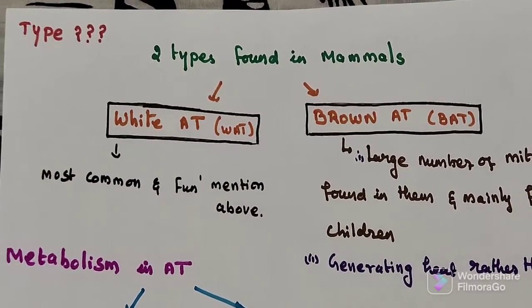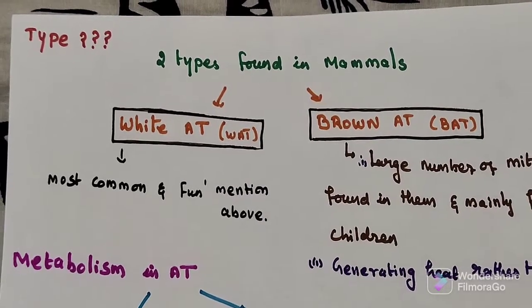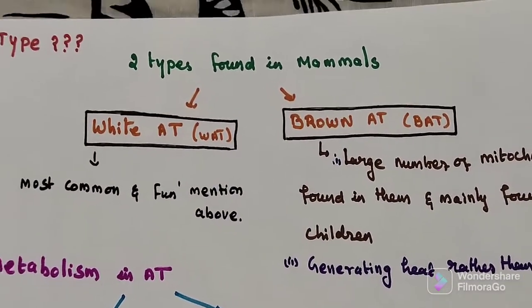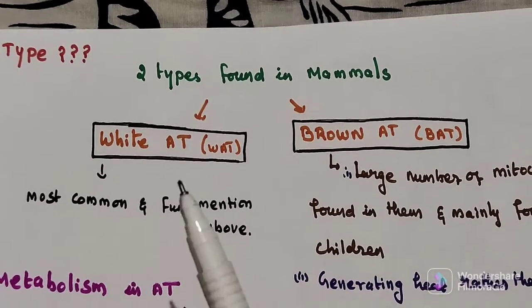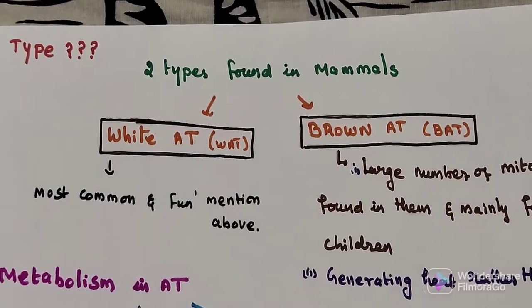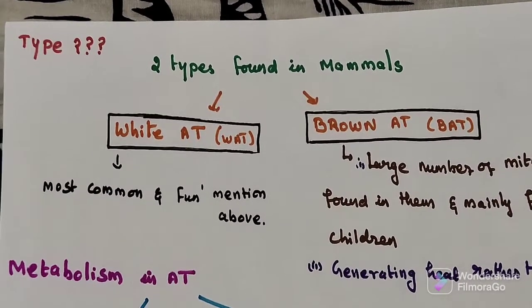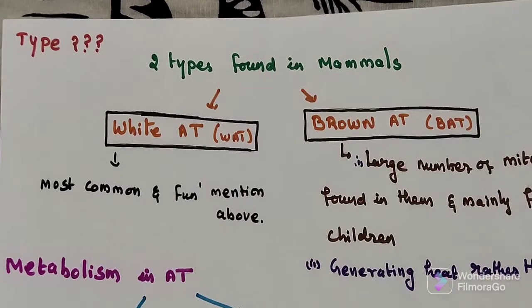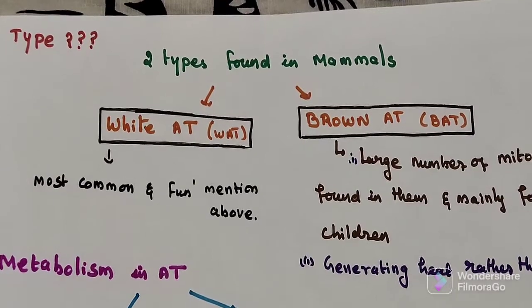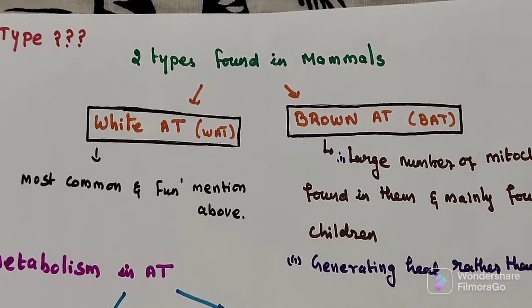What are the types of adipose tissue? There are two types of adipose tissue found in mammals. First one is white adipose tissue. Second one is brown adipose tissue. The white adipose tissue is the most common, and it has the above functions. It is the major food source of the body, provides mechanical support, regulates metabolism, provides a cushioning effect to the internal organs, and also acts as an insulator of the human body.